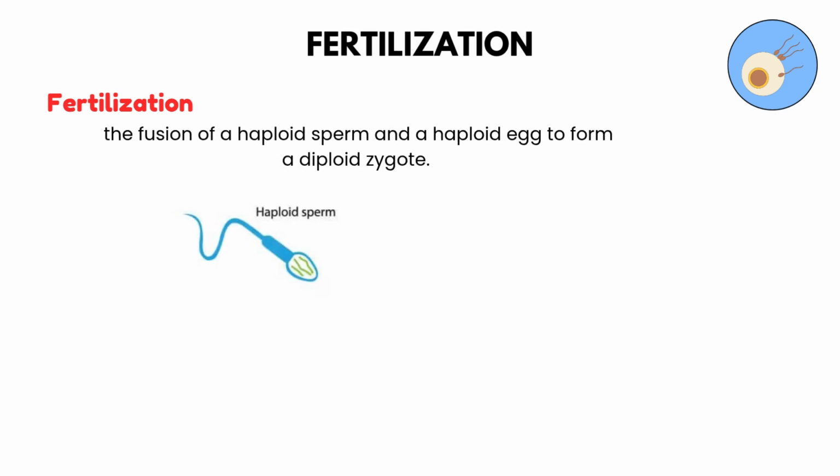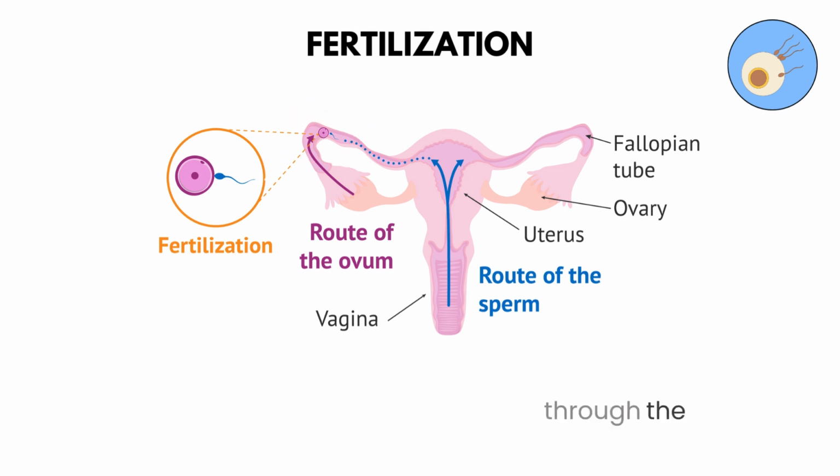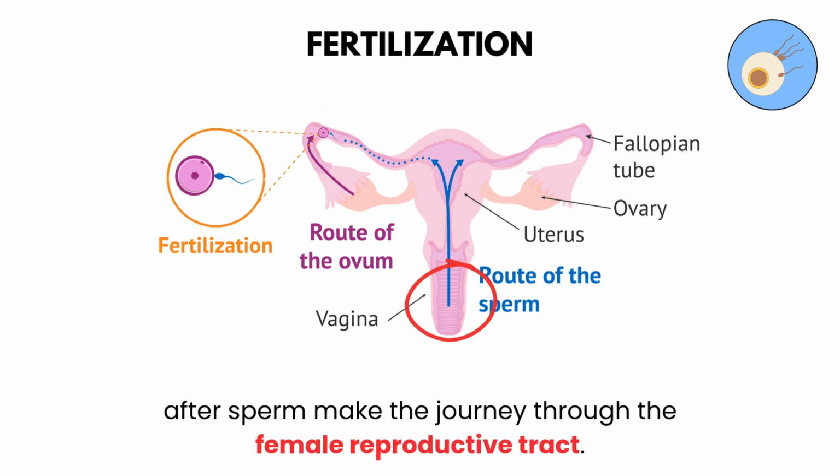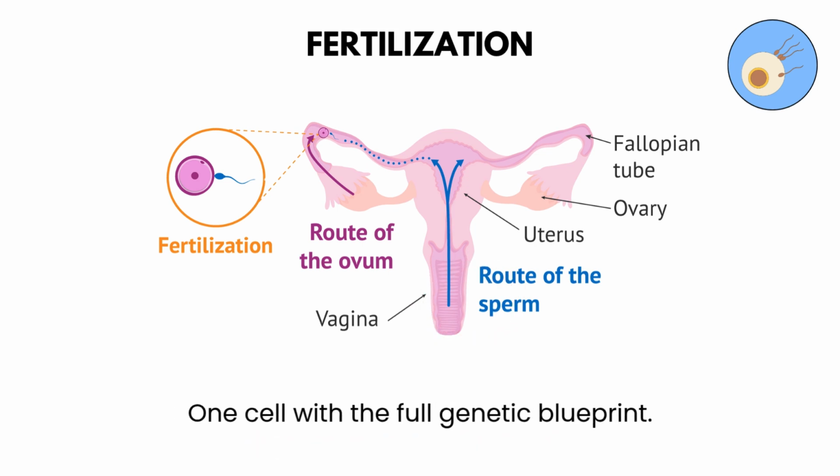Fertilization. It all starts with fertilization, the fusion of a haploid sperm and a haploid egg to form a diploid zygote. This usually happens in the fallopian tube after sperm make the journey through the female reproductive tract. The key outcome? One cell with the full genetic blueprint.